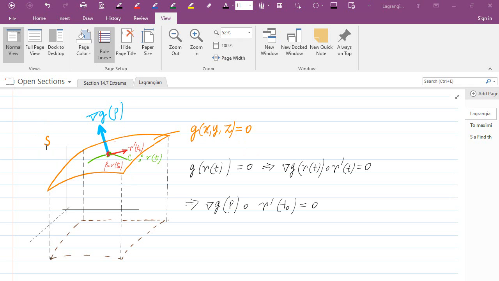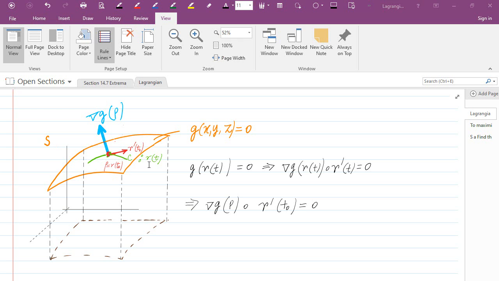So we can think of S as the level surface of the function g. So here, let's say that P is a point on the surface S, and then let's pick a curve C lying on the surface and passing through the point P.